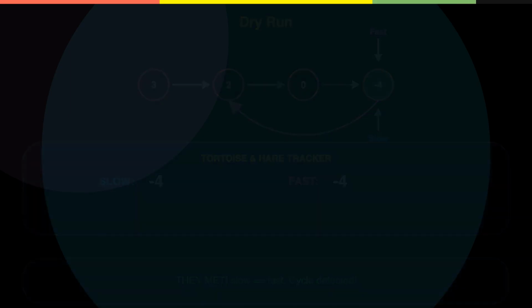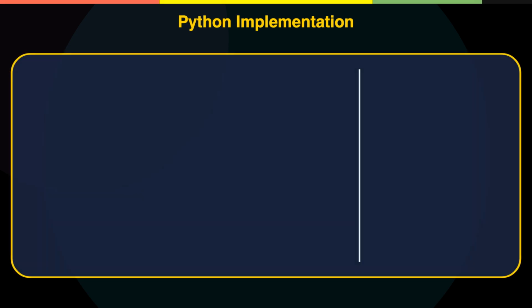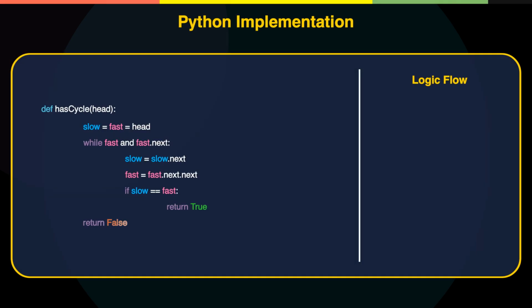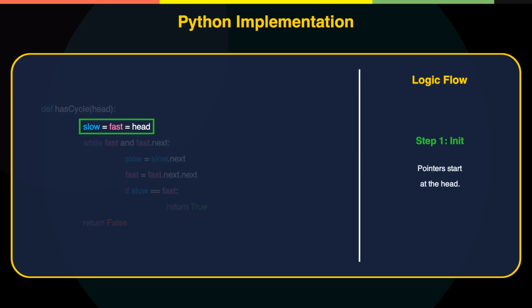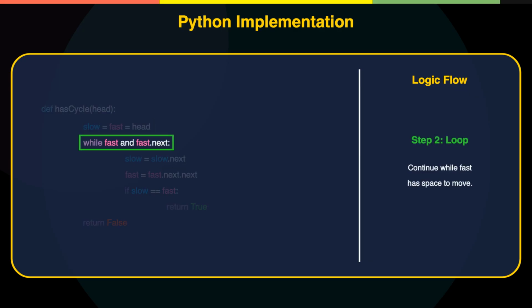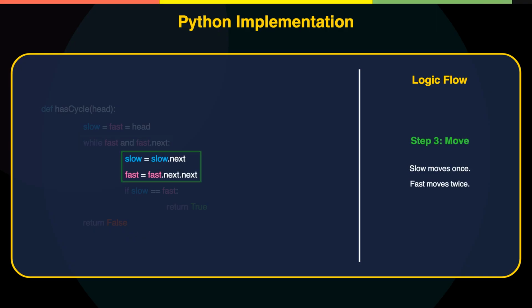For complexity analysis, the time complexity is O(n), where n is the number of nodes, as we visit each node at most once in a single pass. The space complexity is O(1) because we only use 2 pointers regardless of the size of the list.